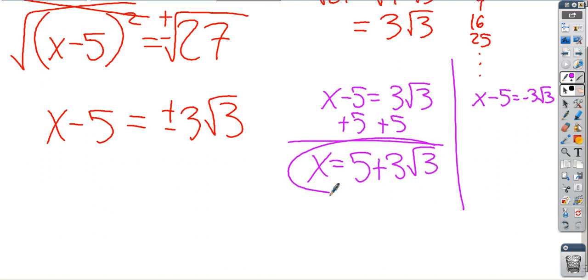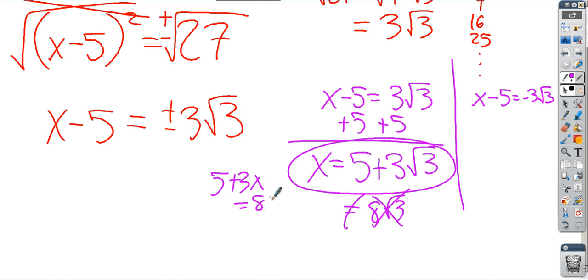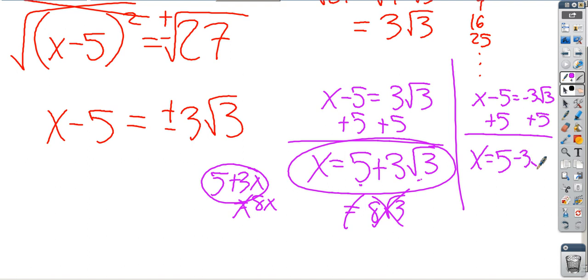Notice that you have to leave it like that. You can't say 5 plus 3 equals 8 root 3, that's wrong. Okay, and the reason why, these are not like terms. Imagine if somebody said 5 plus 3x, and they say, well, that's going to equal 8x. Clearly it doesn't, because these are not like terms. Okay, same thing here. 5 plus 3 is 8, and if you had 5 root 3 plus 3 root 3, then you could add them. But this one does not have a square root attached to it. That one does. So you can't combine them. You have to leave it like that. And then over here we do the same thing. So we're going to get 5 minus 3 root 3.